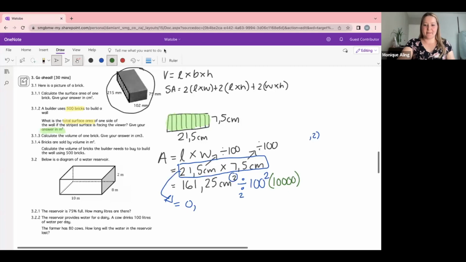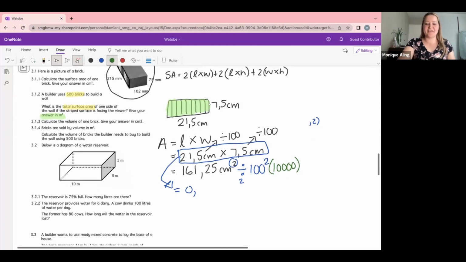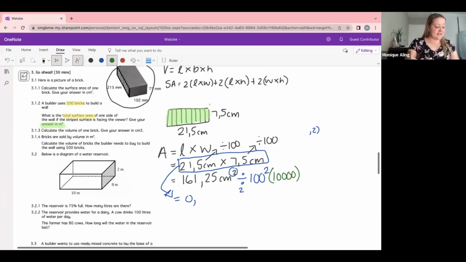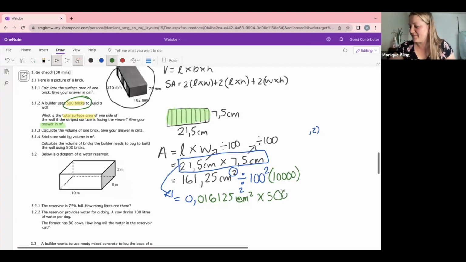Okay. Just checking the chat there. All right, so we said 6,125 centimeters squared. And then the most important, guys, is they want to know the area of 500 bricks. Ma'am, so it's meter squared, not millimeter squared. Thank you. You're on top form today.